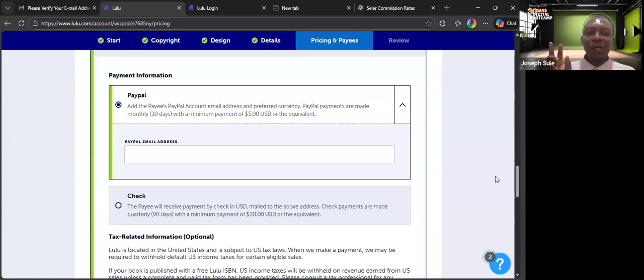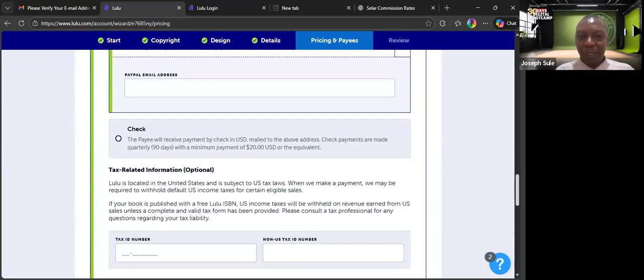Now there are 2 ways that Lulu will pay you your royalties, your payment gateway proper. 1, Lulu can pay you through a check sent to you through the postal office. You go and pick it up from the post office, or the post office will call you to say you have a mail, it has just arrived. You come with some form of identification, pick your mail and your check, and go to any bank and process it. Or Lulu pays you through PayPal.